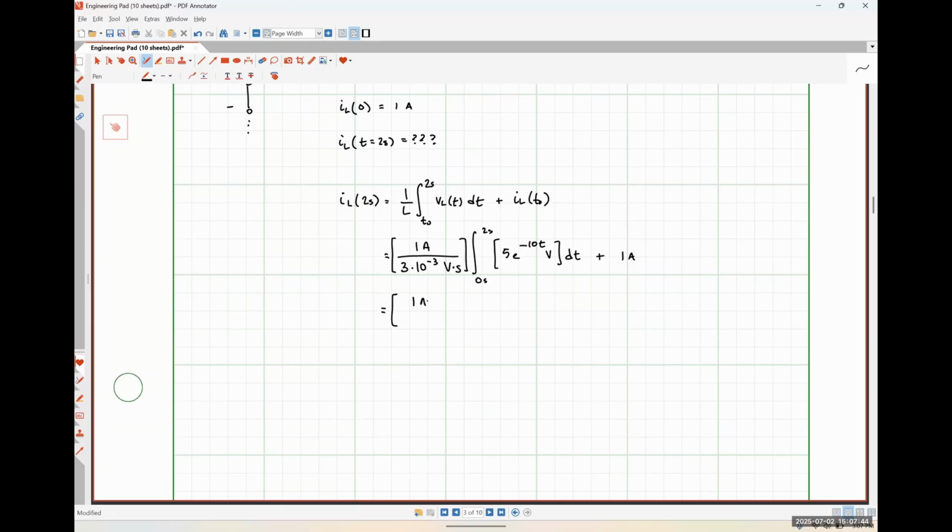So I've got my 1 amp over 3 times 10 to the minus 3 volt seconds. Another thing I can do is pull that 5 volts out of the integral, like that. And I can see very easily that this volt cancels this volt. So now I'm left with something that's measured in amps per second.